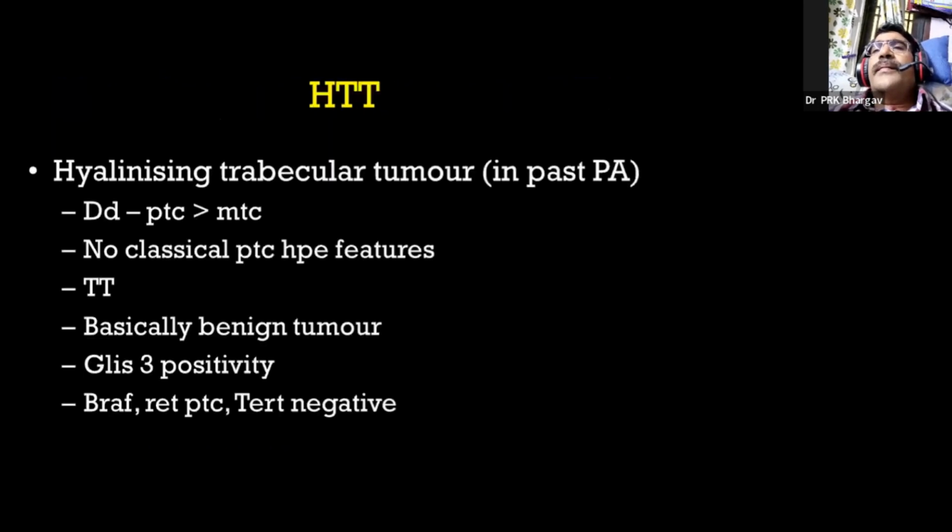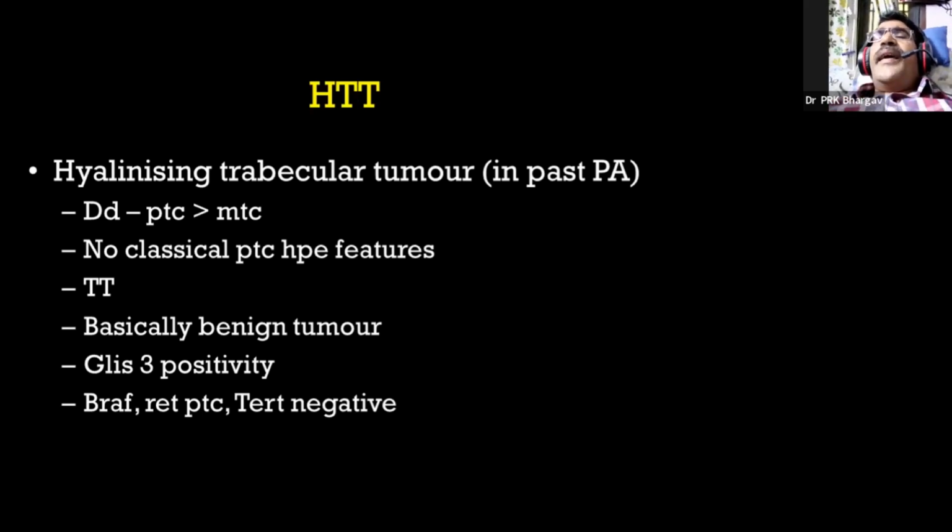Okay, next. Now coming to this, it is for academic interest. I have covered this. As of today, this may not find a place in this presentation, but I have deliberately included it because of historical interest and academic interest. The hyalinizing trabecular adenoma or tumor. Previously it was called hyalinizing trabecular adenoma. Even before that, it was called papillary adenoma. But presently it is called HTT, that is trabecular tumor, to remove the term adenoma. The differential diagnosis is papillary thyroid carcinoma or MTC because of the histological features.